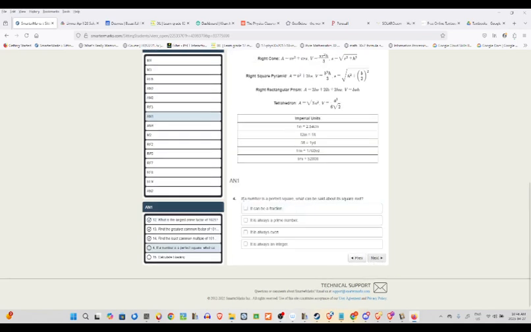Multiple choice 4. If a number is a perfect square, what can be said about its square root? Well, it's always an integer. That's one thing we can say. Is it always even? Well, it's not always even. 9 is a perfect square. The square root is 3. Is it always prime? No, square root of 16 is 4. And 4 is not prime. So yes, we are looking for that always an integer.